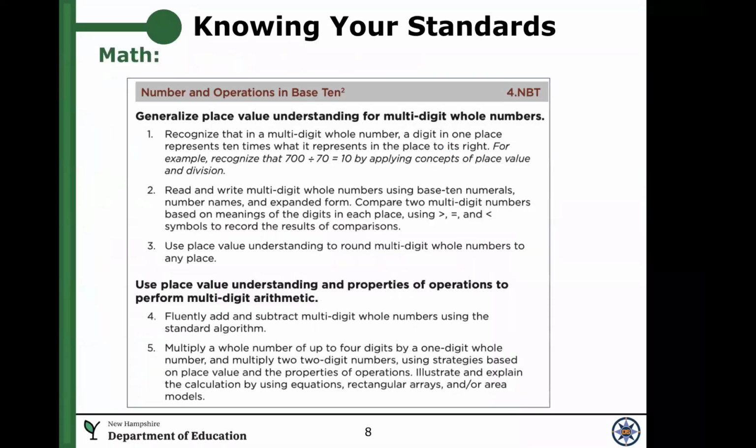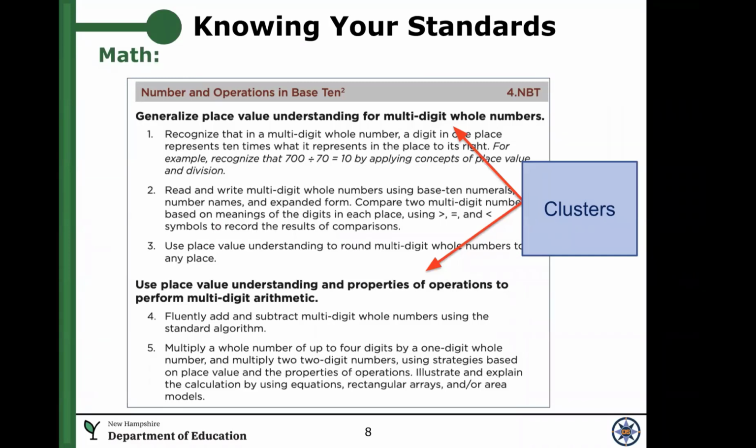Underneath those particular areas, if we're looking at math, there are clusters of standards. So our clusters of standards for numbers and operations base 10 for 4th grade are, you can see, generalize place value understanding for multi-digit whole numbers, and then use place value understanding and properties of operations to perform multi-digit arithmetic. Underneath those clusters are your actual standards that apply to that cluster. So it's kind of like a little grouping of standards for your clusters. Each one of those standards is separate. It has a specific number.